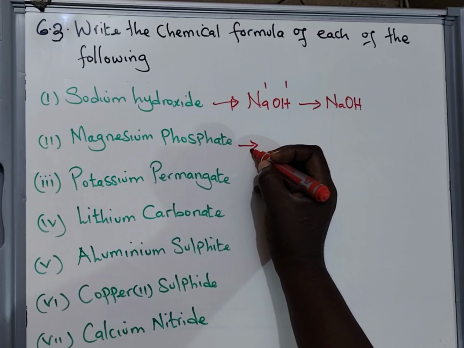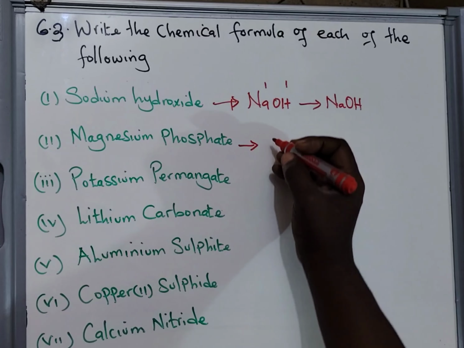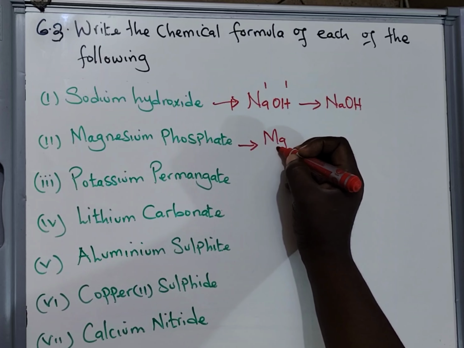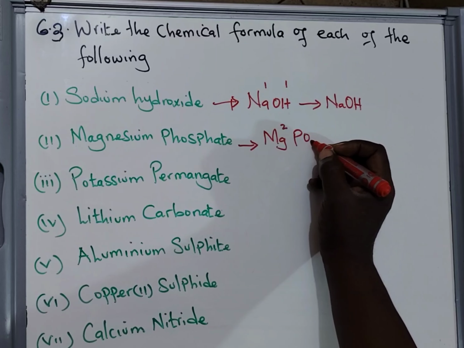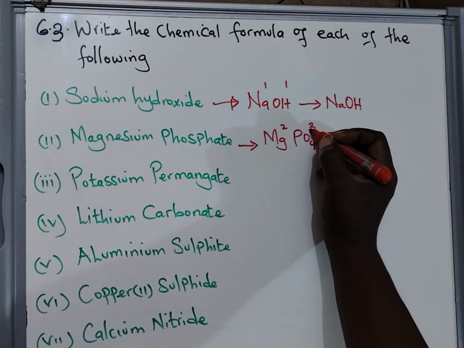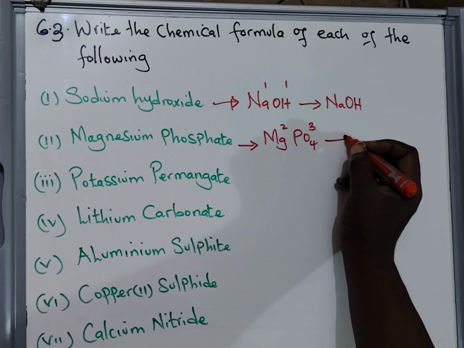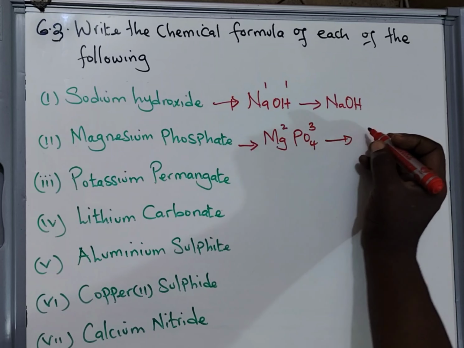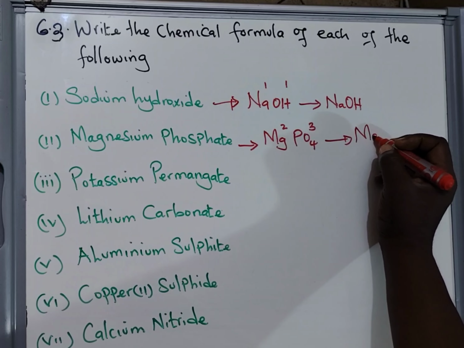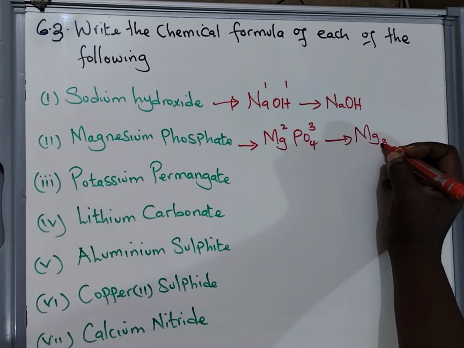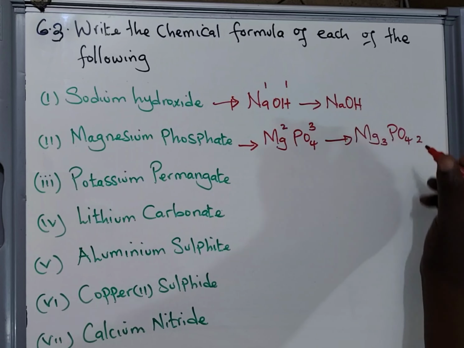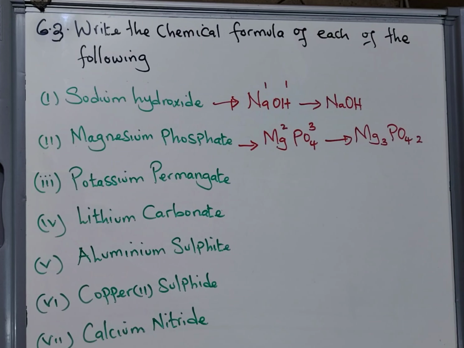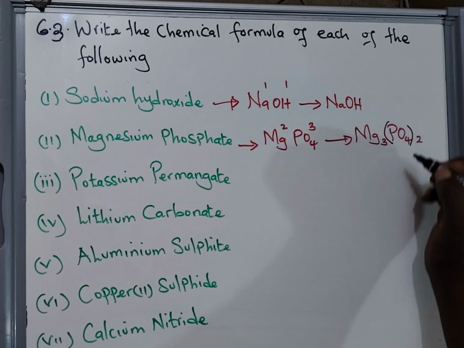Then comes this one, magnesium phosphate. It's Mg and the magnesium is group 2. Phosphate, this radical has valence 3. So what happens? They exchange and we get magnesium 3 and phosphate 2. But you have to remember that the 2 is for the whole phosphate. So have a bracket to show that.